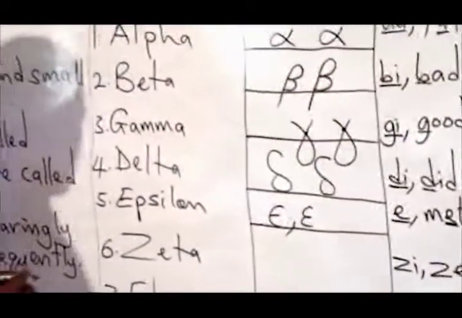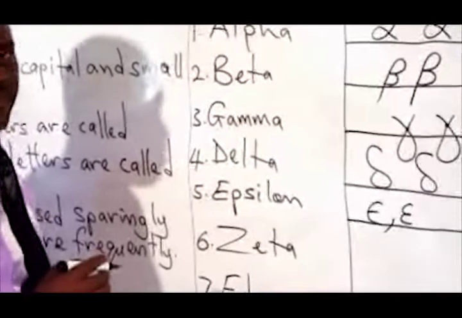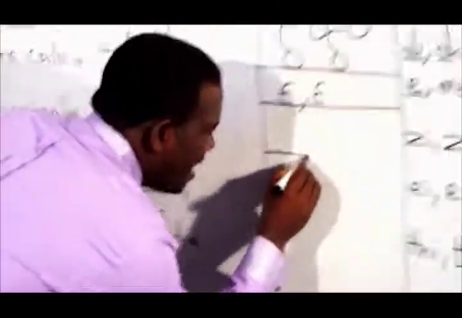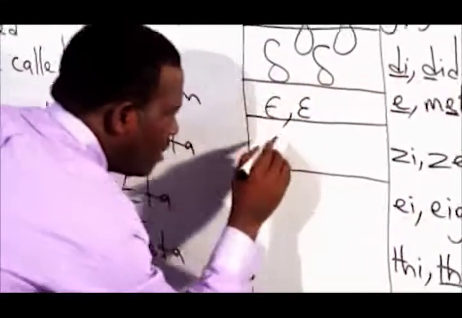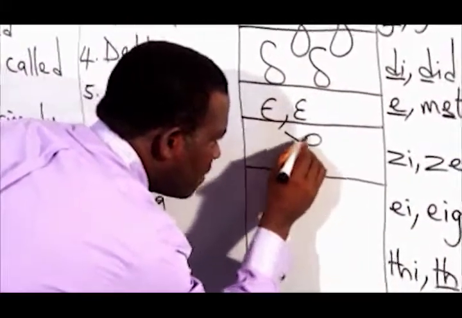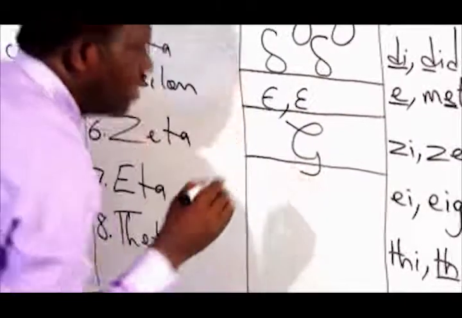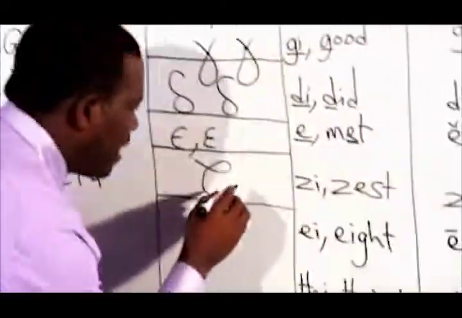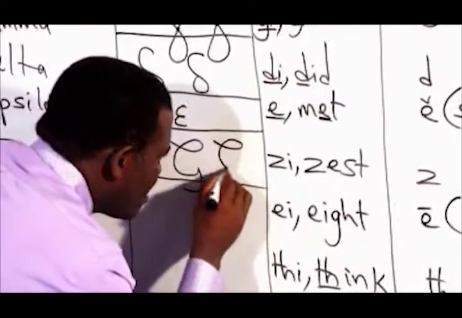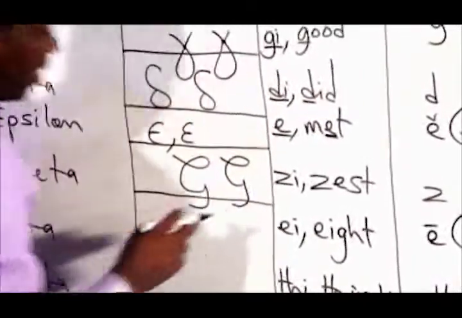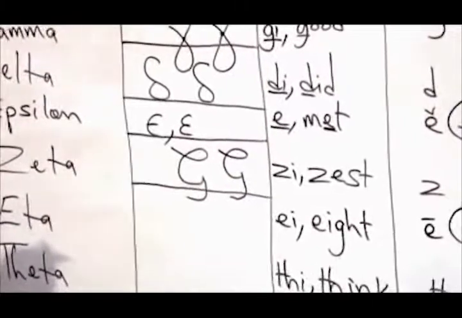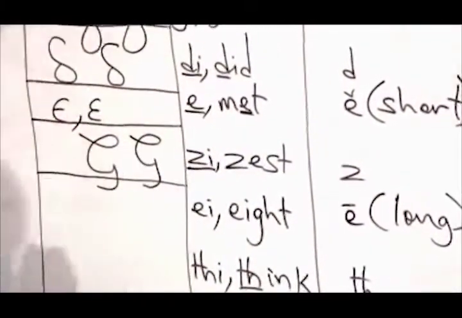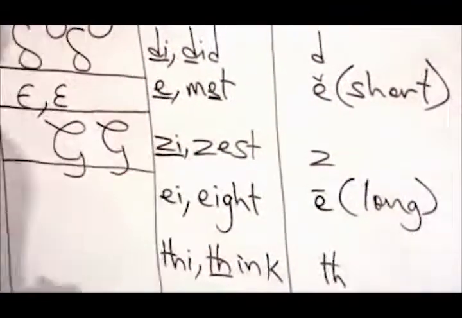The next letter is zeta. This is how to write zeta. Your line again. Zeta. The tail of zeta comes below the line. Take it again. Zeta. The tail comes below the line. And it sounds as Z, as you pronounce the Z in zest.